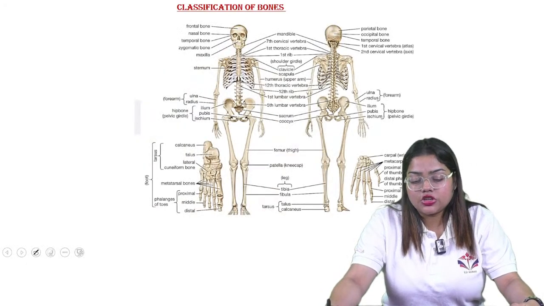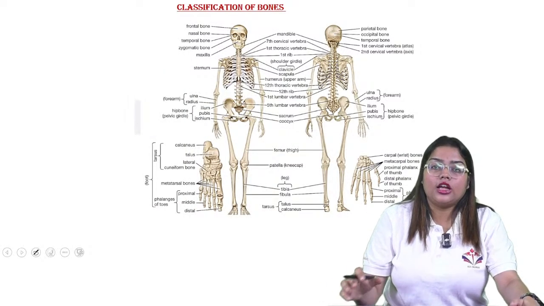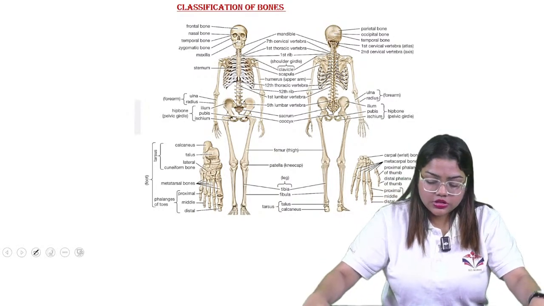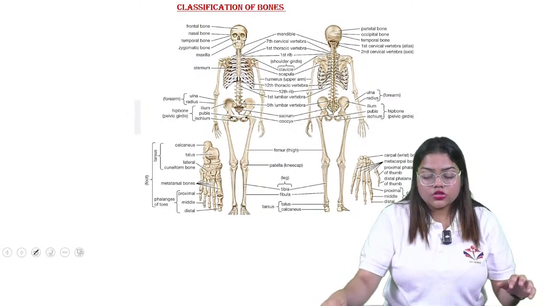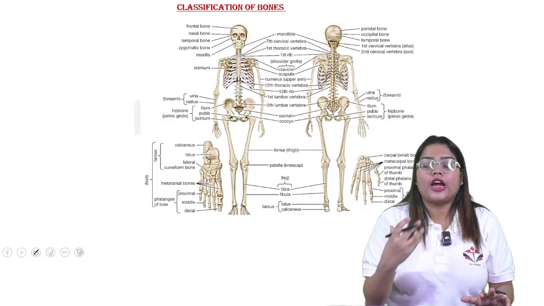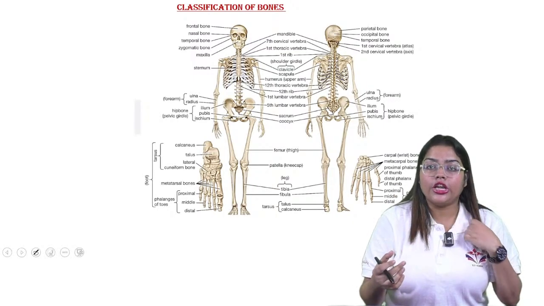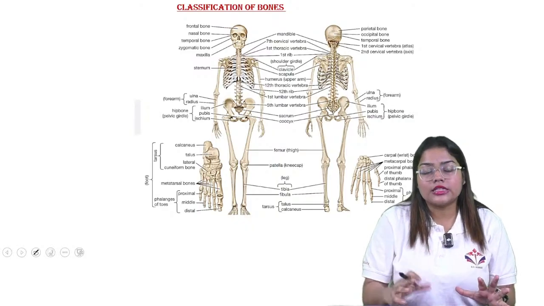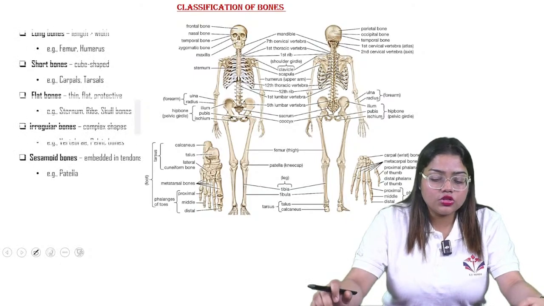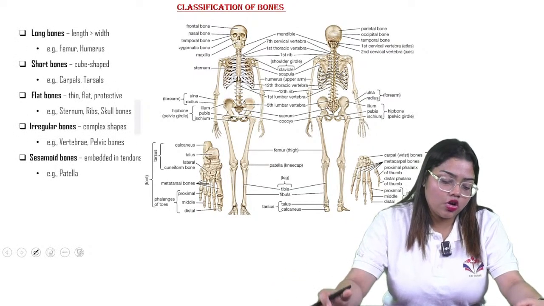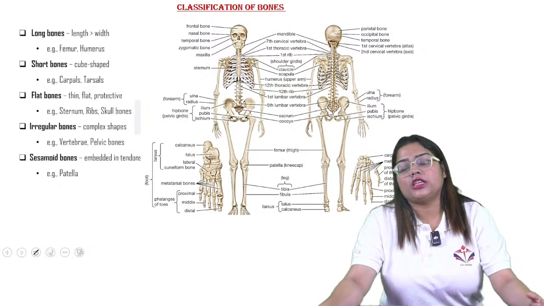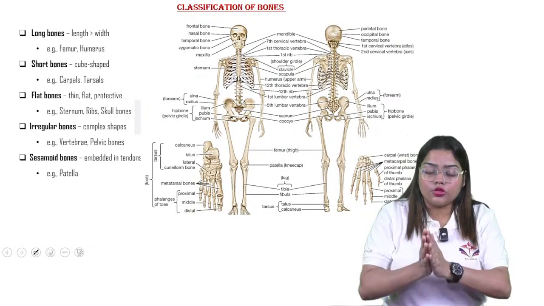Next is classification of bones. Bones are the strong structure of our body which provides a frame to hold the organs, muscles, blood vessels, veins and arteries. Bones are divided into different types, like long, short, flat, irregular, and sesamoid bones, based on shape. We will see from head to toe what bones are present.